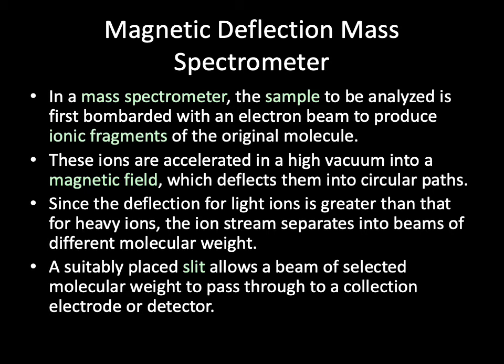So in the mass spectrometer, the sample is analysed. It's first bombarded with the electron beam to produce ionic fragments of the original molecule. Now, these ions are then accelerated in a high vacuum into the magnetic field, which then deflects them into a circular path. The deflection for the light ions is greater than that for the heavy ions, and the ion stream then separates into beams of different molecular weight. And a suitably placed slit allows the beam of a selected molecular weight to pass through to a collection electrode or detector.